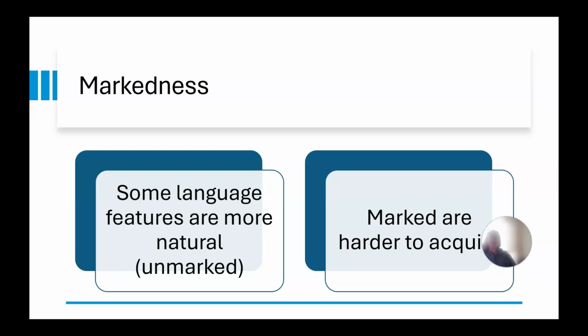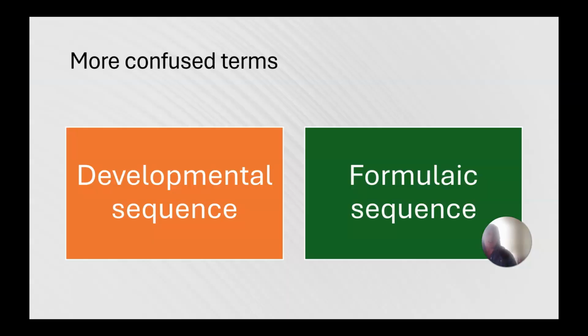Another important concept from this chapter was the concept of markedness, or the idea that some language features are more natural across all languages, and those are considered unmarked. So structures or features of any language that are marked are much harder to acquire. How these are determined as more natural is sort of up for debate. So this theory is definitely more along the hypothesis level.